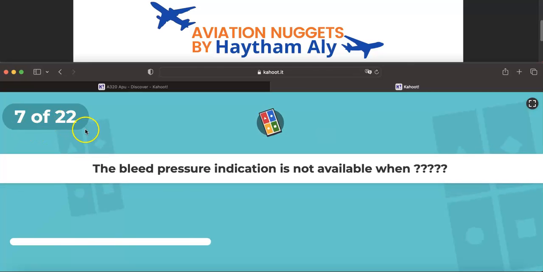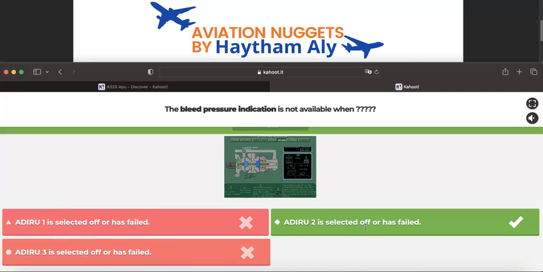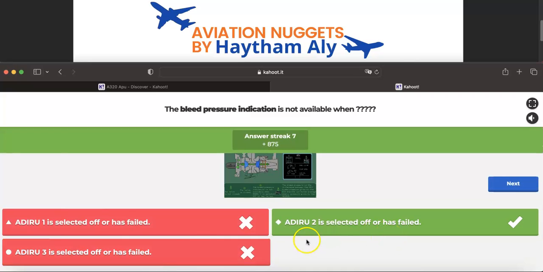Question 7 of 22. The bleed pressure indication is not available when either U1 is selected off or has failed, either U2 is selected off or has failed, either U3 is selected off or has failed. The bleed pressure indication is not available on the APU ECAM page when either U2 is selected off or has failed. Okay, everybody. When the APU is running, you can monitor on the APU ECAM page the bleed indication and the electric generation parameter indication.